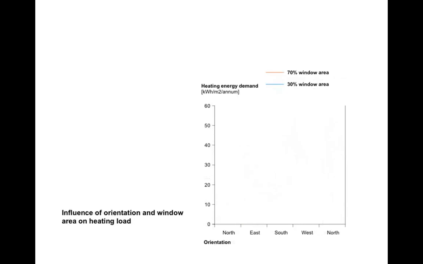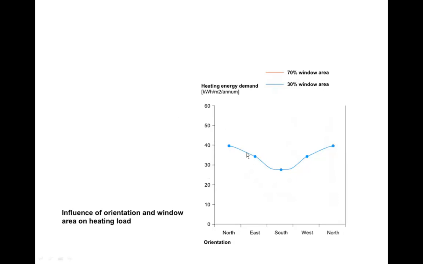So, the influence now of orientation and window area on heating load. So we're looking at north, east, south, west and north again, and we're looking at these two different comparisons, 70% window and 30% window. And this is the heating demand. So this is now not looking at the problem of overheating, it's looking at winter to say how much heat do we need to provide.